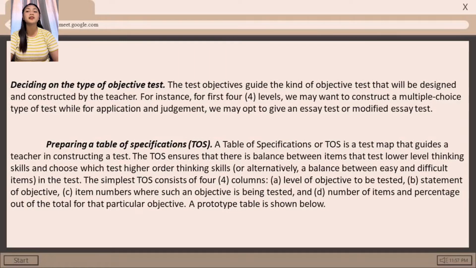First column is the level of objectives to be tested. Second is a statement of objective. Third is the item number where such an objective is being tested. And lastly, the number of items in percentage out of the total of a particular subject.